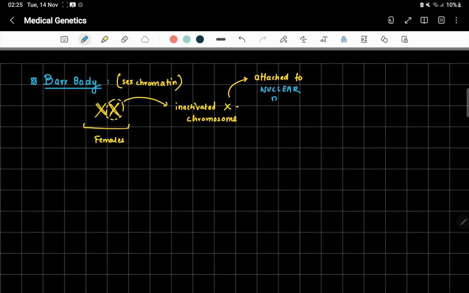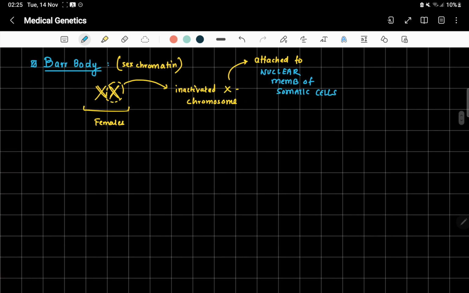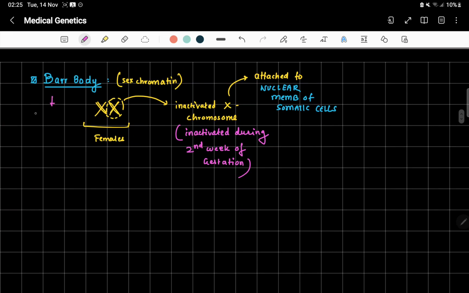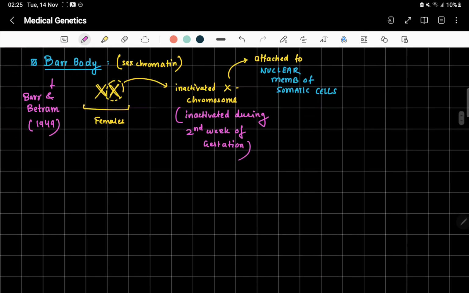And it is inactivated during the second week of gestation. It was first noticed by Barr and Bertram in 1949. Barr and Bertram in 1949. It is inactivated during the second week of gestation.